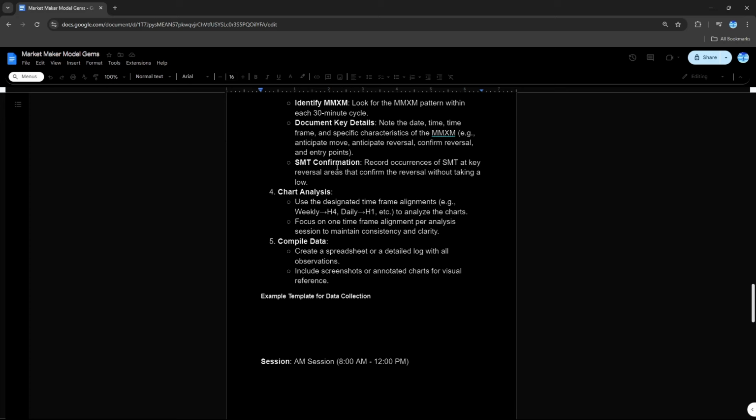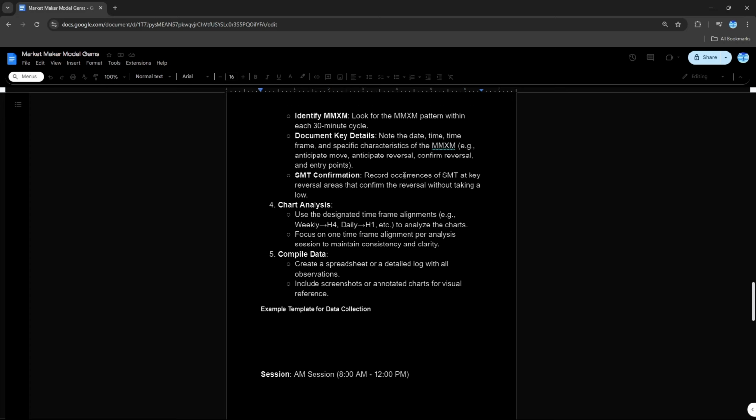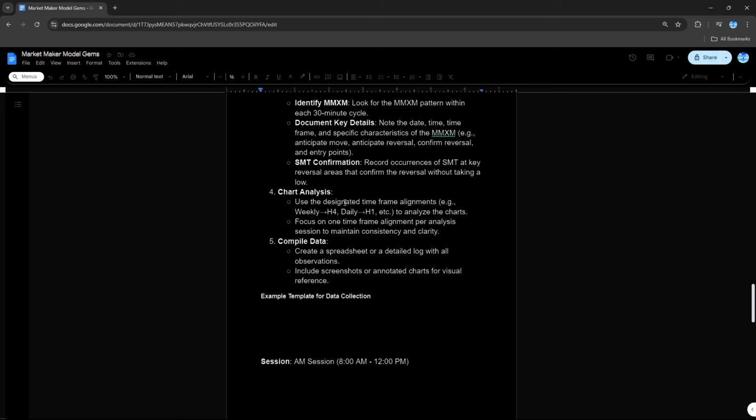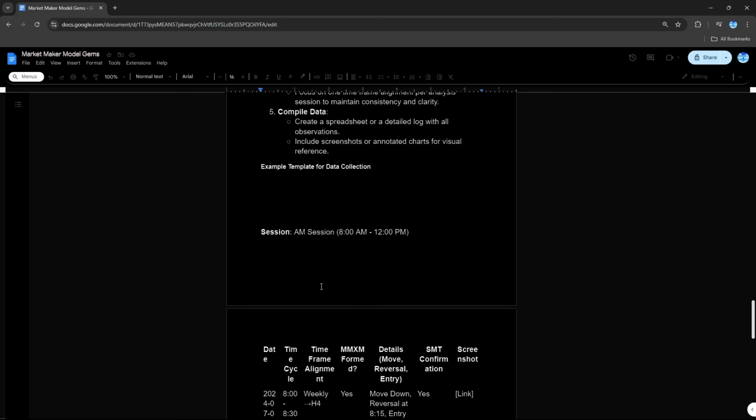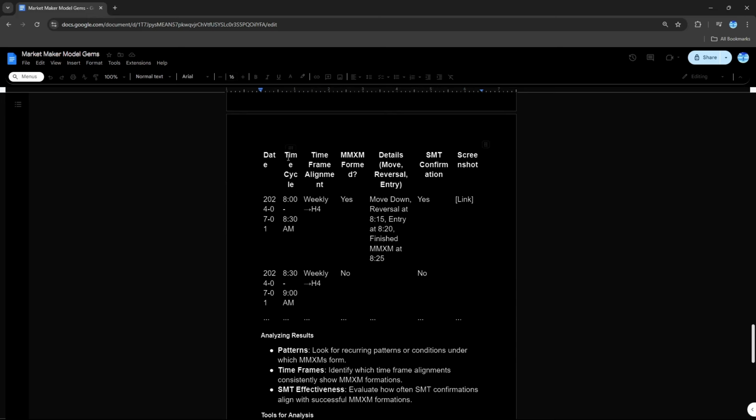Also, have an SMT confirmation. Record the occurrences of SMT at key reversal areas that confirm reversals without taking a low. And as we saw earlier, all those lows that got swept, did an SMT deliver us higher? And not did an SMT deliver us higher, but was there an SMT present that delivered us higher? You also obviously want to analyze the chart and compile as much data as possible, such as this: your date, time cycle, time frame alignment, market maker model formed details, SMT confirmation, and with a screenshot.